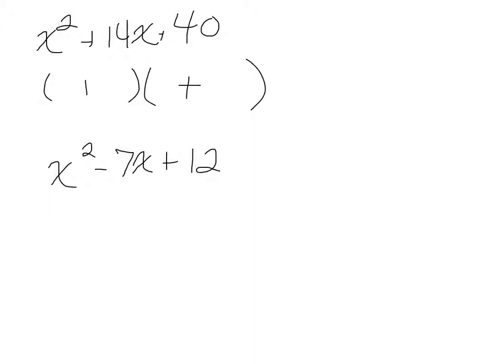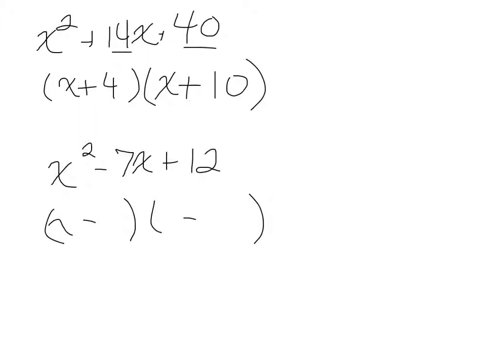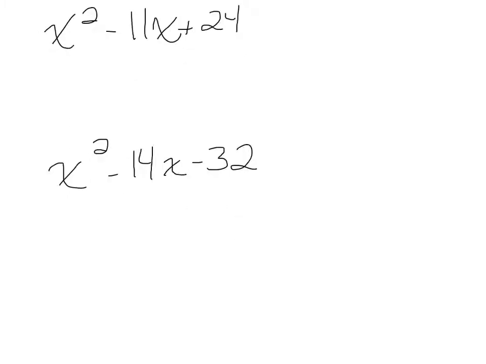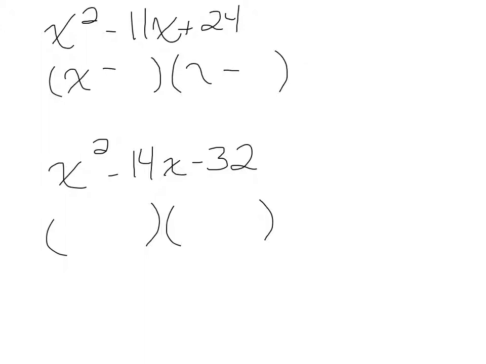They're both going to be positive for this one. X and x, factors of 40 that add up to 14 would be 4 and 10. For the second one, they're both going to be negative. X and x, factors of 12 that add up to 7 would be 3 and 4. These two are both going to be negative, x and x. Factors of 24 that add up to 11 would be 3 and 8.